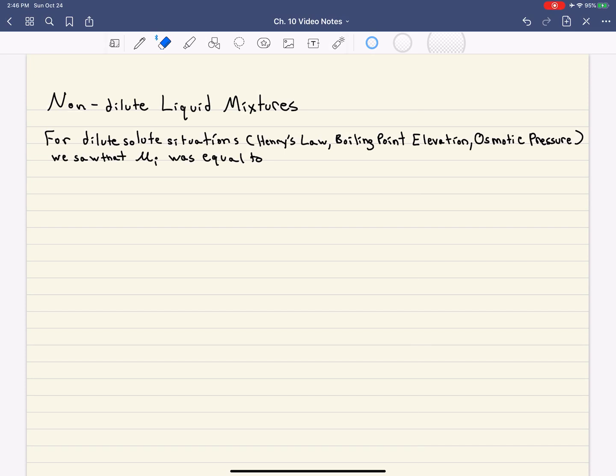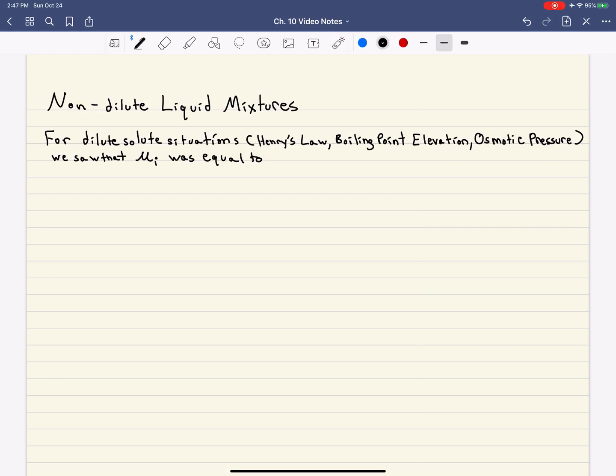In chapter 8, we looked at various scientific phenomena that dealt with dilute solutions. For instance, Henry's law, to look at the dissolution of gases in liquids, or boiling point elevation, or even osmotic pressure. We looked at these various situations that dealt with dilute solutions, and specifically, we used the chemical potentials in order to understand how these systems behave at equilibrium.